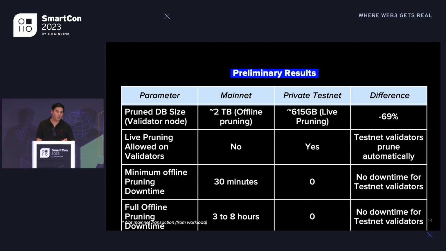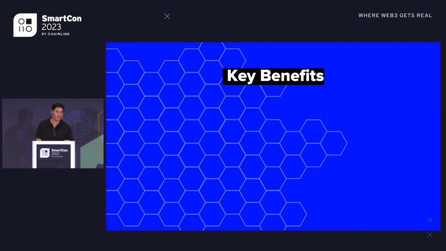In this case, we have what we call live pruning automatically on the network, which means that you can substantially reduce the storage size of your node, as you can see on the screen there, from around 2 terabytes to around 615 gigabytes. And you don't need to have any downtime for your node. Your node just keeps running, and it just keeps reducing its storage size. And so the downtime there is effectively 0, rather than half an hour to a few hours as a whole.